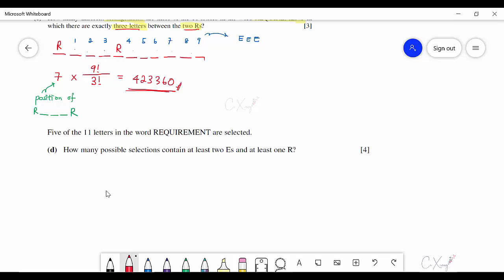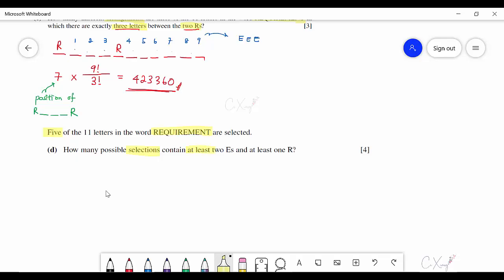Okay, so for part D, they are asking for 5 of the 11 letters in the word requirement are selected. Then they're asking for how many possible selections. So again, highlight the keyword selection. So usually selection, we are talking about combination, and the solution that we involve usually is nCr. Okay, and then they are asking for restriction also here.